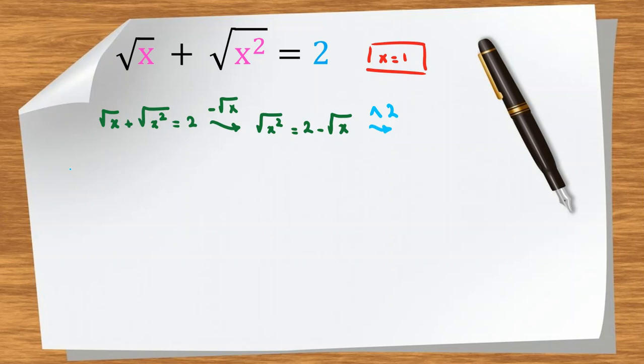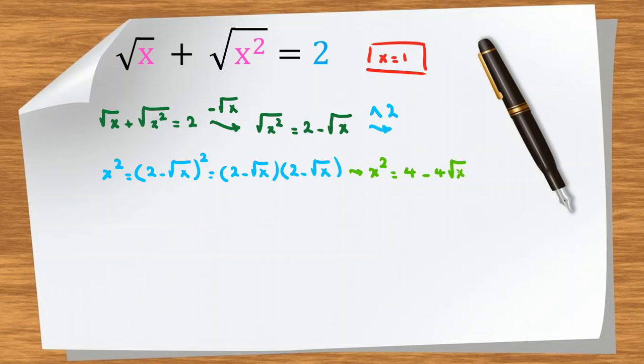and on the right hand side, we have 2 minus root x squared. So if you don't know, the formula is what? It will be 2 minus root x times 2 minus root x. So let's simplify. So x squared equal to 2 times 2, 4, minus 2 root x minus 2 root x, minus 4 root x, and minus root x times minus root x will be plus x.